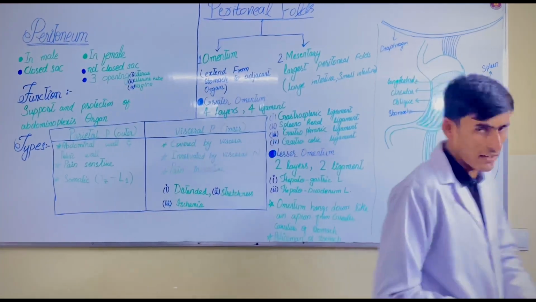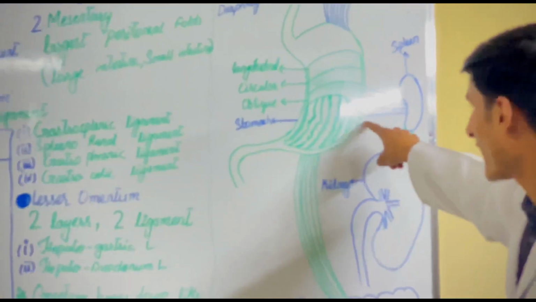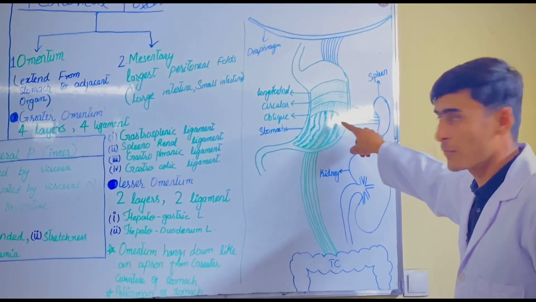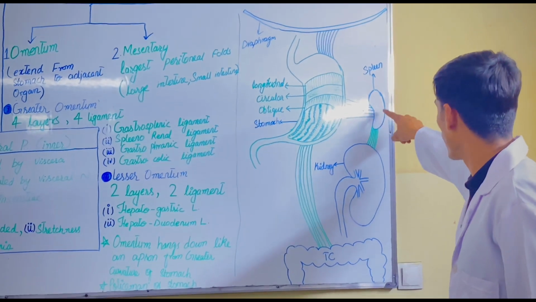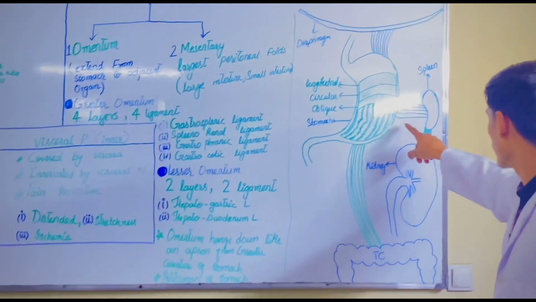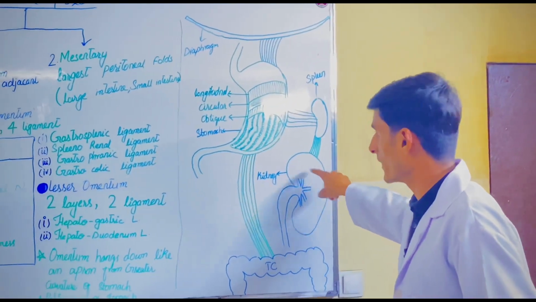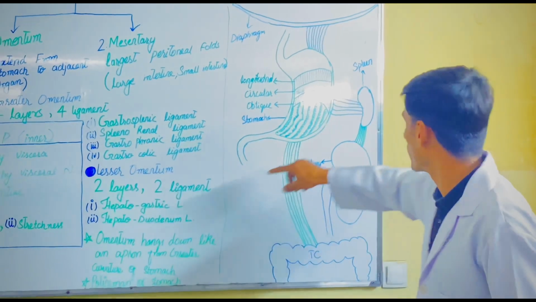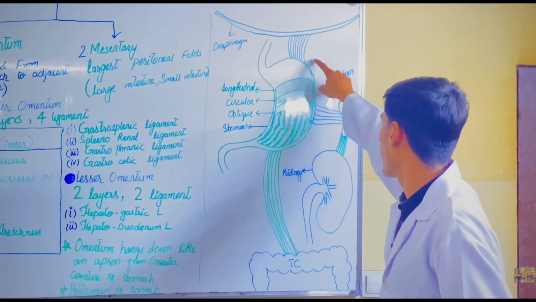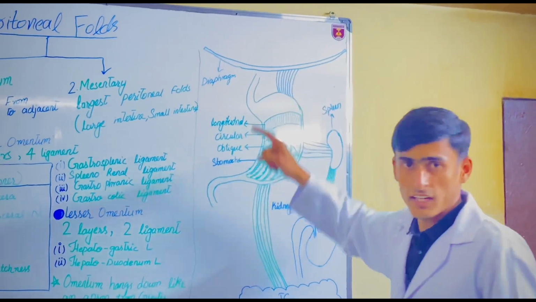You can see here, the gastrosplenic ligament starts from stomach towards the hilum of spleen. Then we discussed splenorenal ligament. Splenorenal ligament starts from spleen towards the kidney. Gastrophrenic ligament starts from upper part of greater curvature towards the diaphragm.